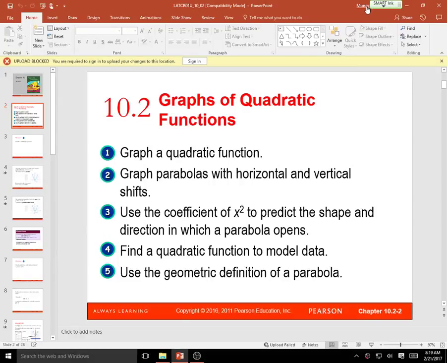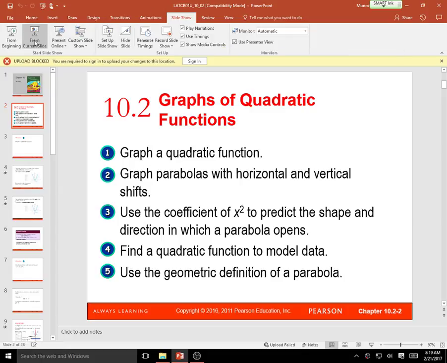It's available. All right, here we go. From current slideshow. So today's objectives.